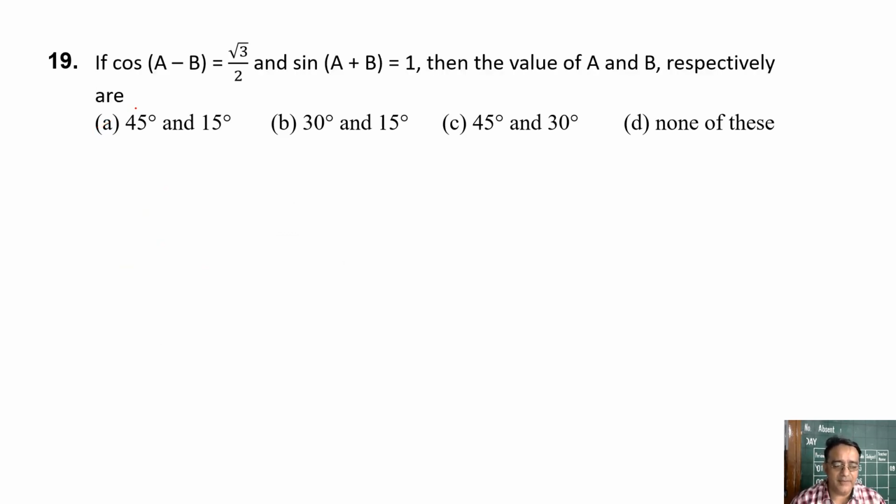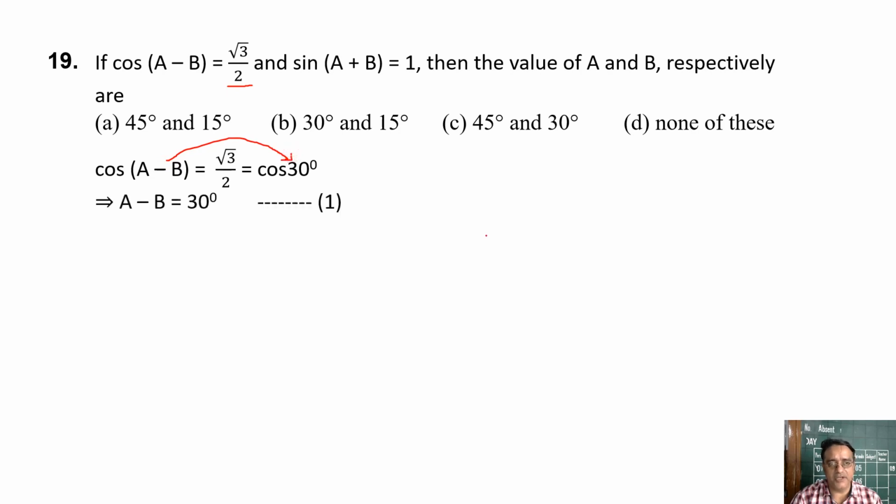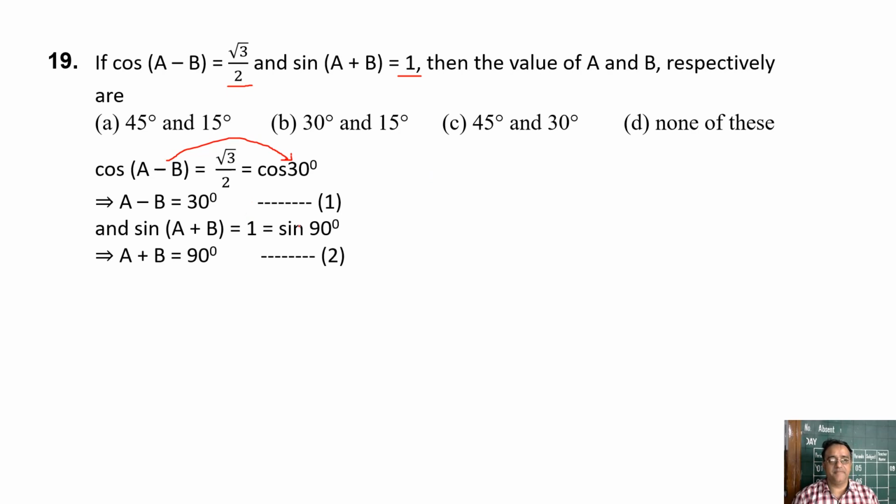If cos of a minus b is equal to root 3 by 2 and sin of a plus b is equal to 1, then the values of a and b respectively are. So root 3 by 2 comes in cos at which angle? Cos 30. 30 degree, very good. So a minus b will be equal to 30 degree. Let it be equation number 1. And 1 comes in sine at which angle? 90 degree. So a plus b will be equal to 90 degree. Now we are going to add equation 1 and 2.